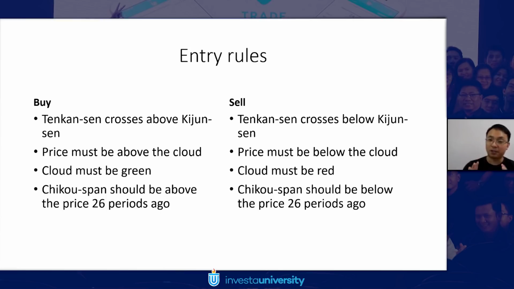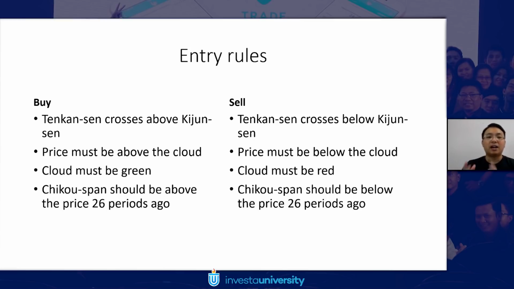Okay? So let me repeat. Kailangan mag-cross si Tenkan-sen above Kijun-sen. Pag nag-cross yun, titignan mo na yung other factors before you buy. If price is above the cloud, check. If the cloud is green, check. If your Chikou span is above the price 26 periods ago, check, then you can buy. Alright? Yung mga take profit, stop loss, mamaya, we'll talk about that. But entry rules muna tayo.